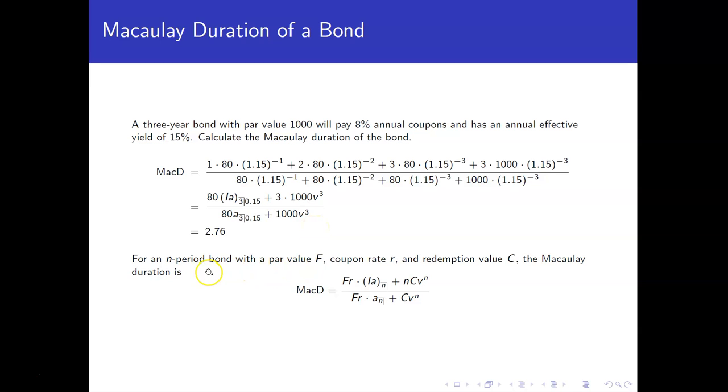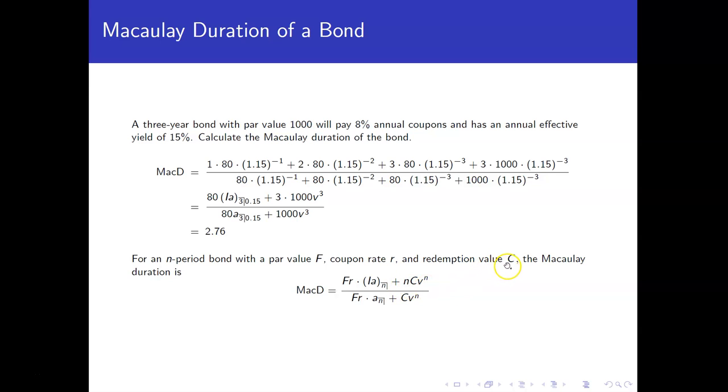So if we have an N period bond, par value F, coupon rate R, and redemption value C, then we can calculate the Macaulay duration using this formula. So again, F times R is your amount of coupon. This is an increasing annuity. And this increasing annuity, again, corresponds to the time at which you're getting those payments.